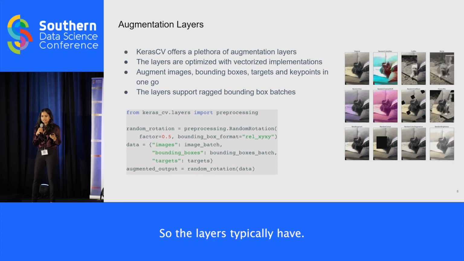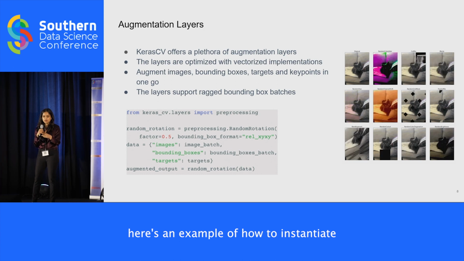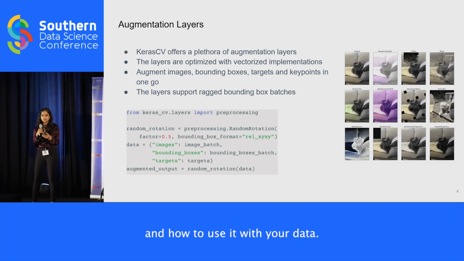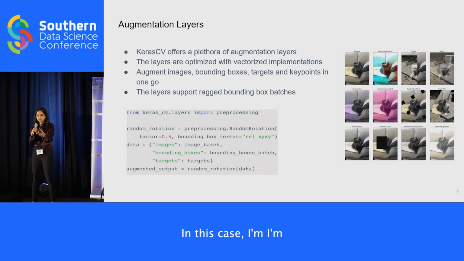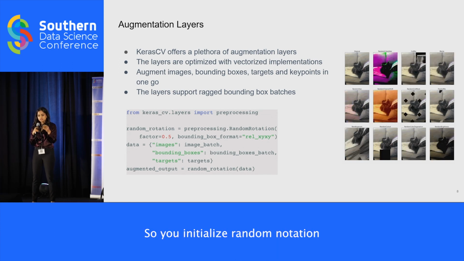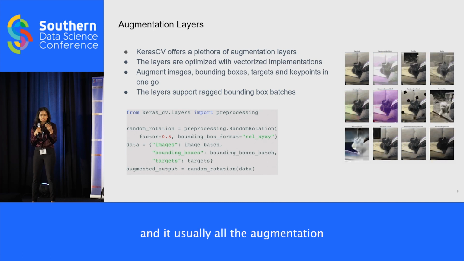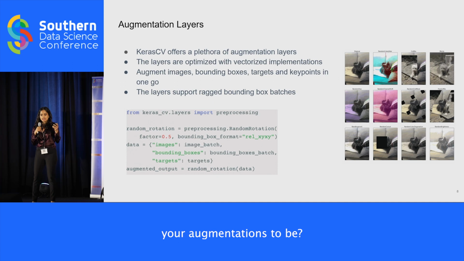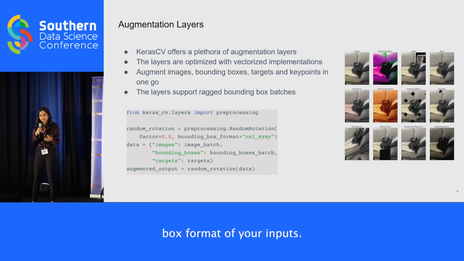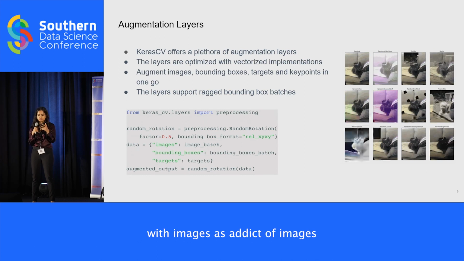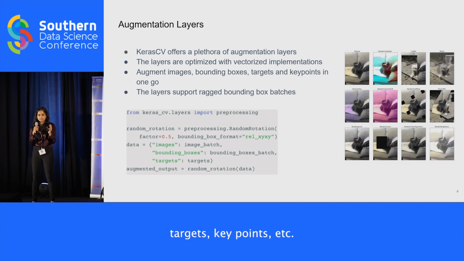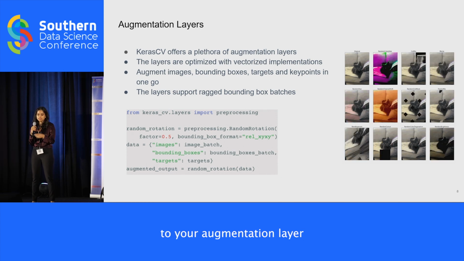Here is an example of how to instantiate an augmentation layer and how to use it with your data. You just use Keras layers pre-processing. In this case, this example is with a random rotation. So you initialize random rotation, and all the augmentation layers have this argument called factor, which allows you to tune how random you want your augmentations to be, and specify the bounding box format of your input. And then you need to format your data with images as a dict of images. Optionally, if you want to augment bounding boxes, you can add bounding boxes, targets, key points, etc. You just pass this input data to your augmentation layer, and then you get an augmented output, which is augmented image, augmented bounding box, labels, etc.